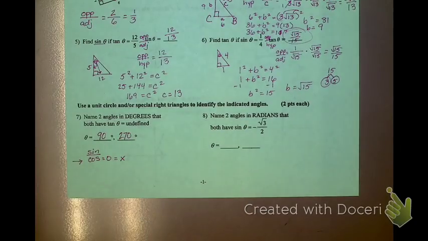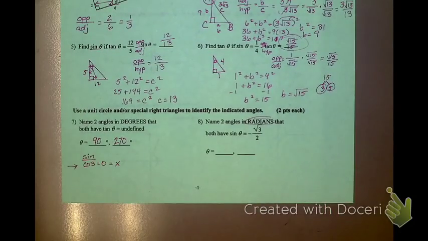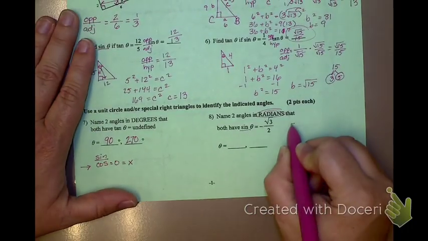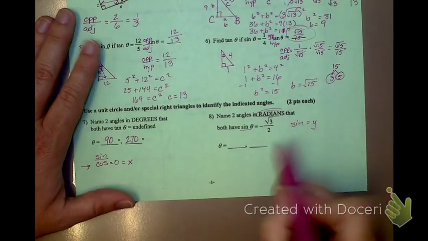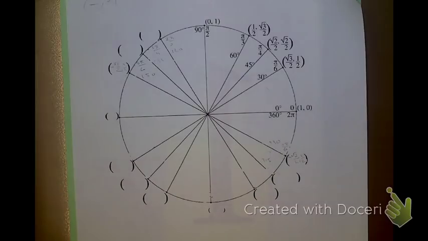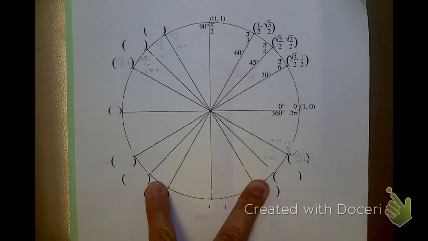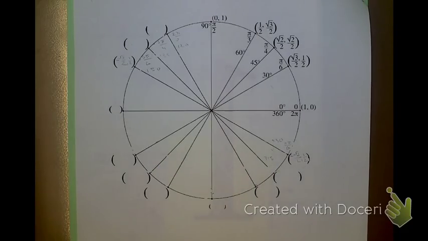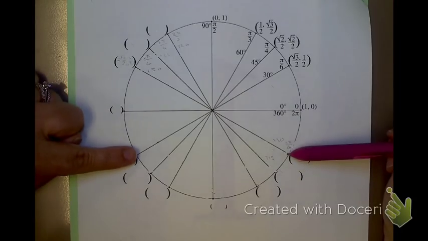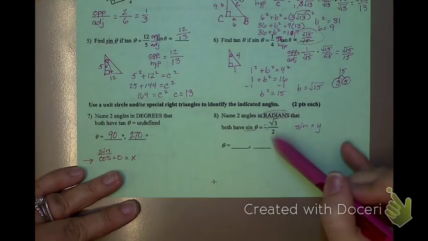The next one, name 2 angles in radians. Some people gave me degrees. I don't give you any credit for not reading directions. That both have a sine value of negative radical 3 over 2. What is sine again? Y. Sine is y. So first off, we're talking about a negative y value. What quadrants have a negative y value? These two quadrants, right? 3 and 4 have negative y values, correct? So now I just need to know, is it these two angles or is it these two angles that have a y value of negative rad 3 over 2?